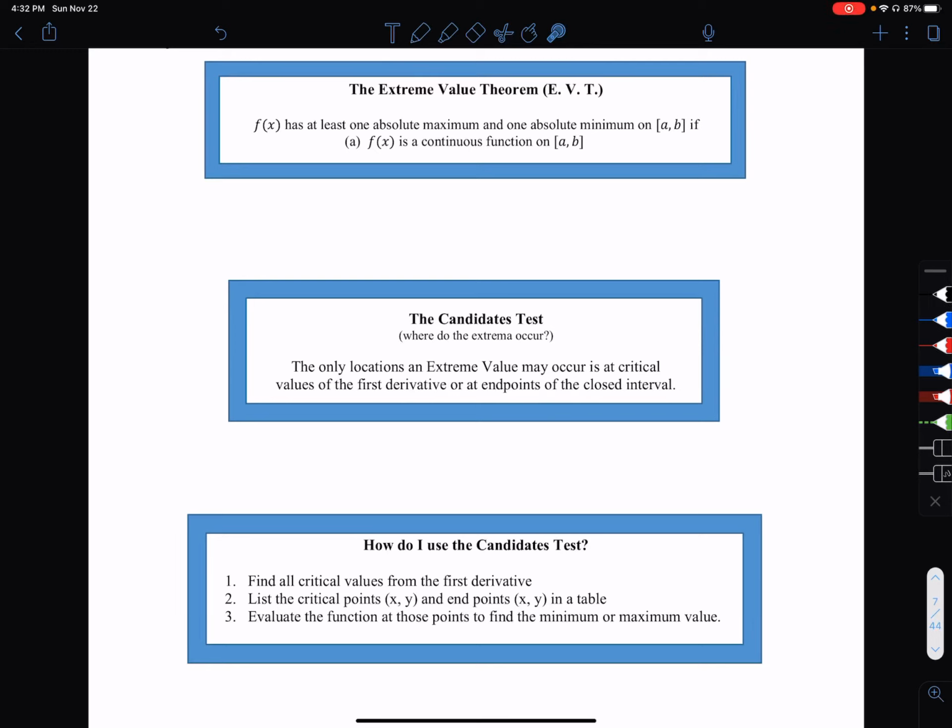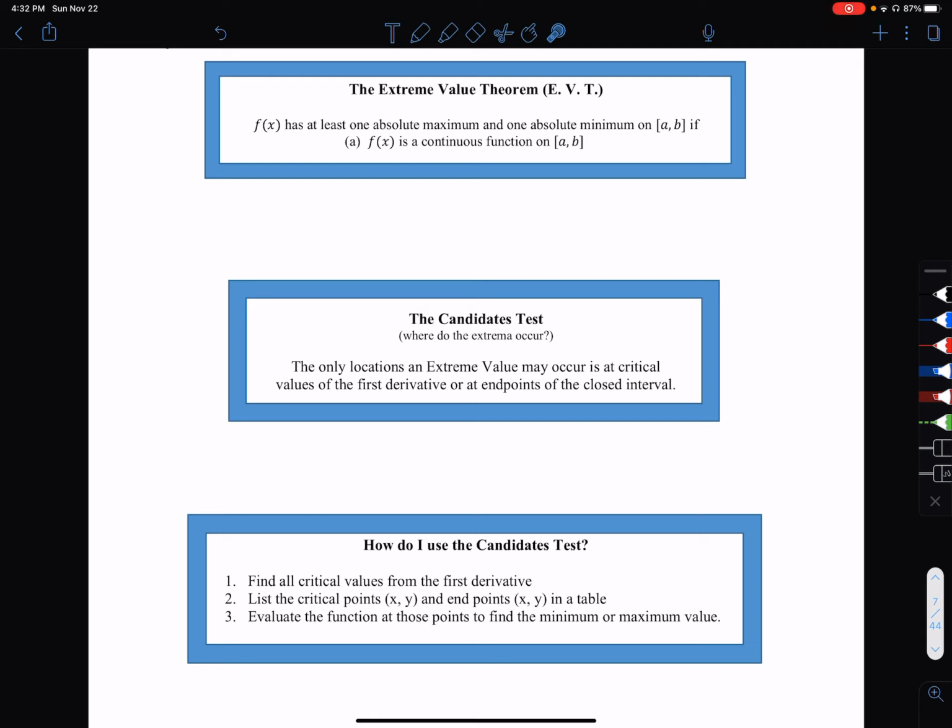The extreme value theorem, which you are allowed to call the capital E, capital V, capital T, says that f of x has at least one absolute maximum and one absolute minimum on a closed interval. This is extremely important. This is closed. There are endpoints. As long as f of x is continuous on that closed interval, every continuous function that has a starting and ending point must have at least one absolute maximum and one absolute minimum.